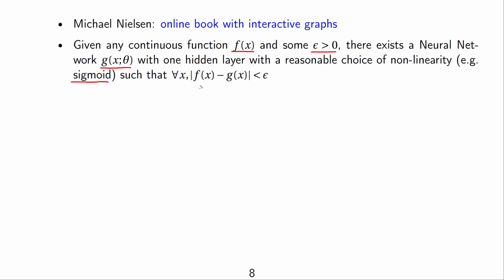And so what is possible is that we can construct a g of x with the neural network such that f of x minus g of x is smaller than epsilon for all x.